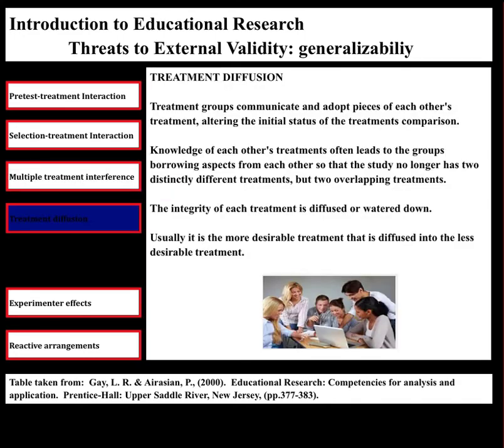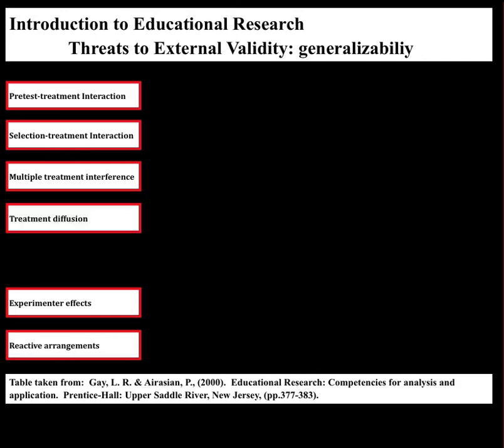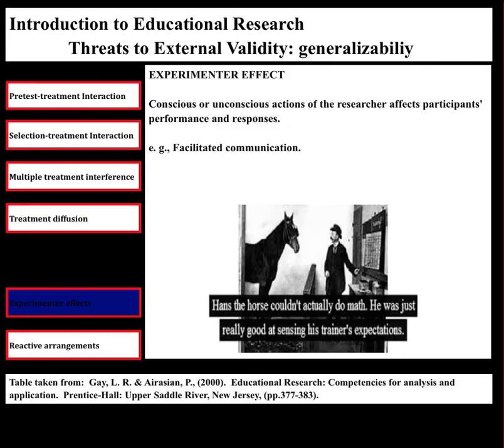There is a diffusion threat, where treatment groups communicate and adopt pieces of each other's treatment, and that alters the initial status of the treatments being compared. You can read this: knowledge of each other's treatments often leads to groups borrowing aspects of each other so that the study no longer has two distinct different groups, but two overlapping groups. If you could picture a Venn diagram of two circles with part of them overlapping. That's a diffusion effect.